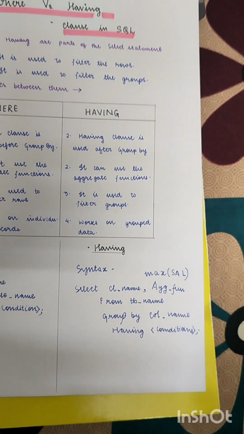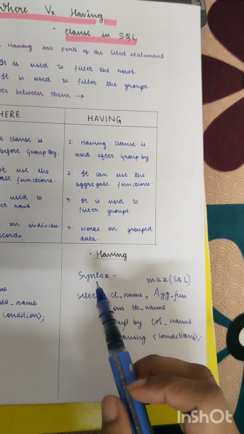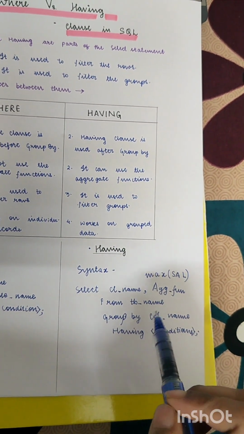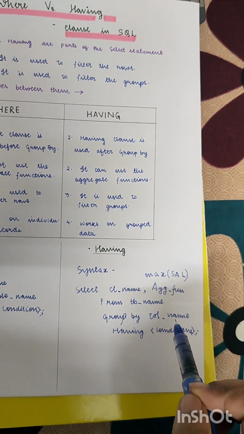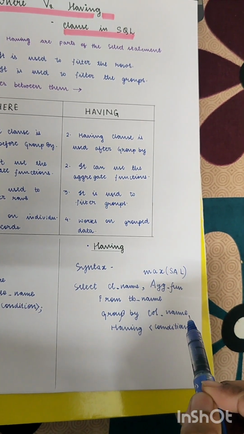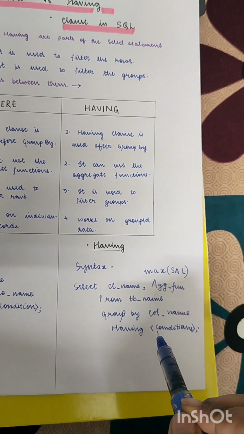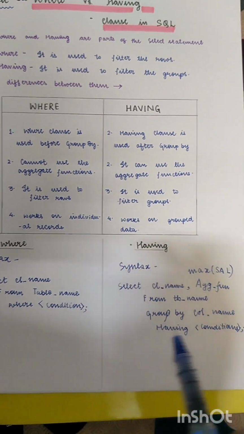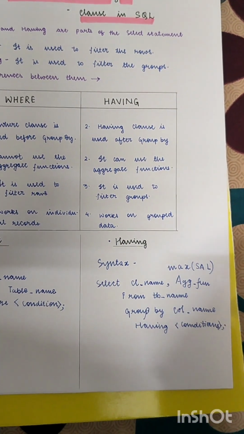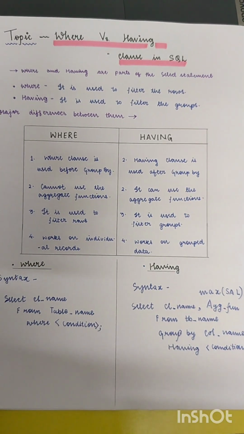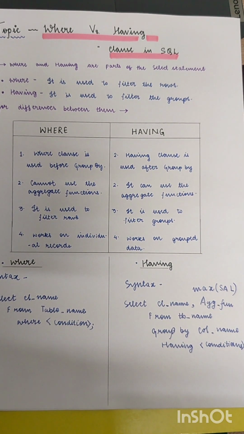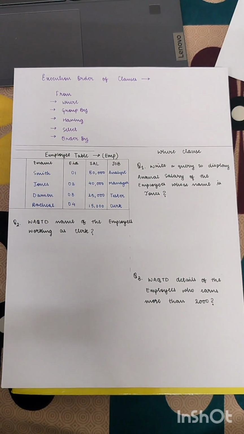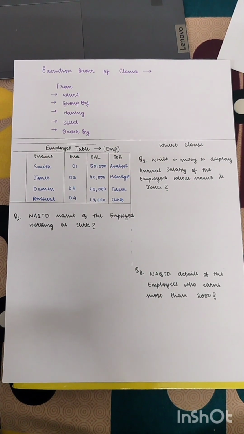One thing you have to remember: the column name which is used here should be used here also, because it is used for grouping, and only then can we apply the HAVING condition. So here it will work row by row, and here it will work group by group. So this is the major difference. Now we will see how to execute it, the execution of the clauses.